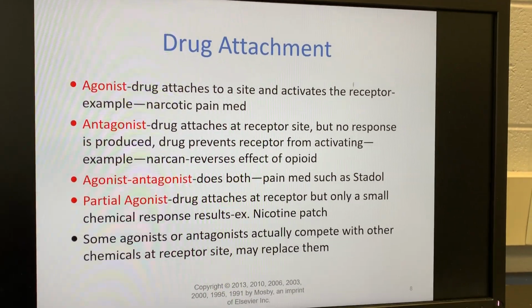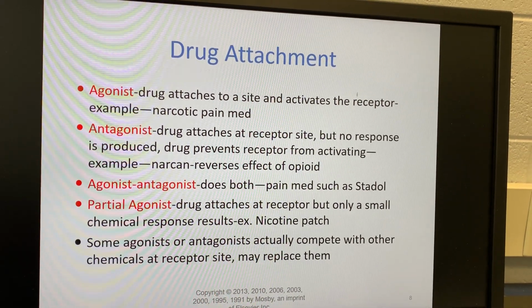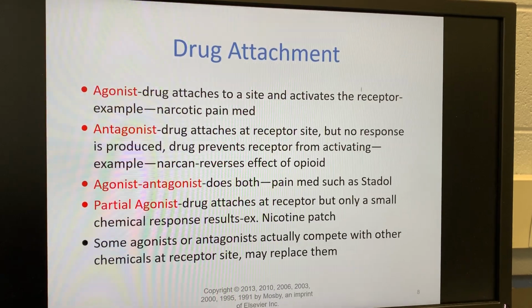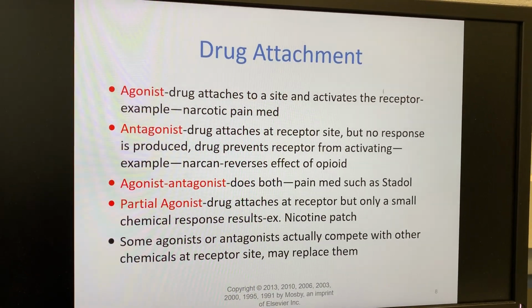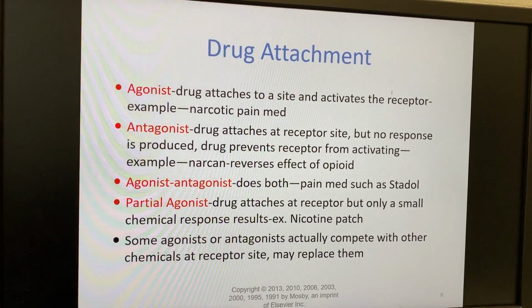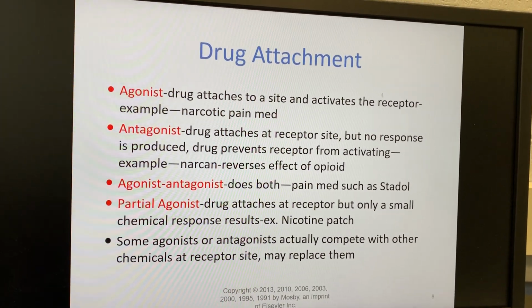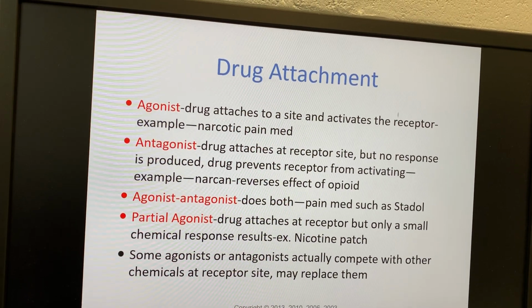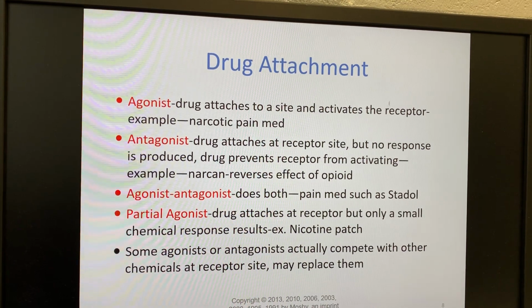So there's a pain med called Stadol that's an agonist-antagonist. It's only partially opioid. And so the result is you get pain relief, but it's got different effects than an opioid, and you generally do not see the addiction potential with a drug that's an agonist-antagonist.